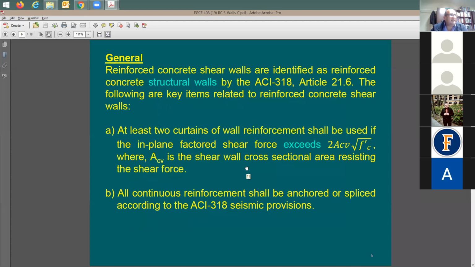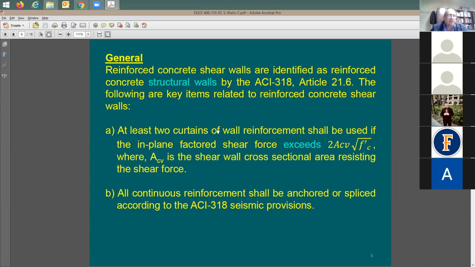Now let's see what the code says about this. Code says about a certain amount of reinforcing that you need to provide there, right? They say once the shear demand, which means a factored shear force, factored means what? Ultimate. Once you go beyond a certain limit, beyond this certain capacity, right? You need to use two curtains of wall reinforcement. What does it mean by two curtains? It means two layers of reinforcing.